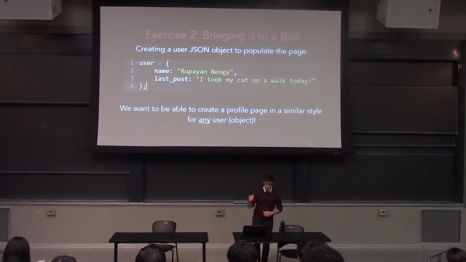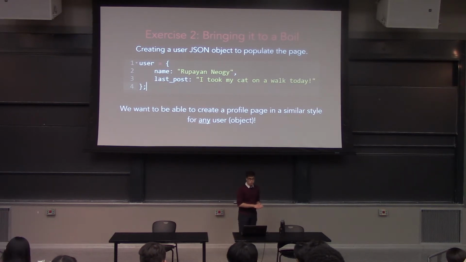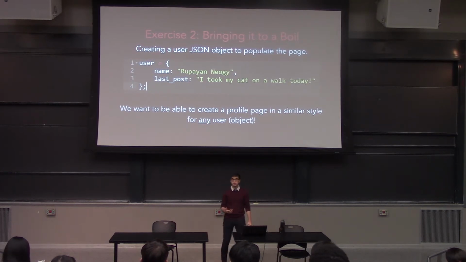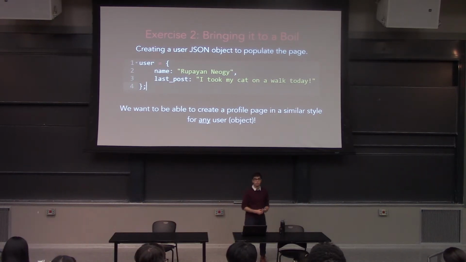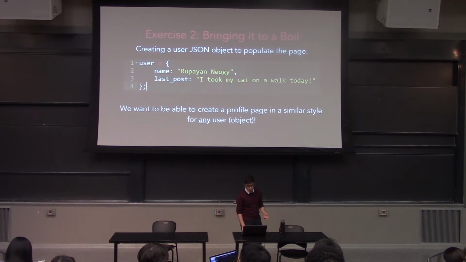Okay, so what we're going to do is exercise 2. We're going to create a user JSON object. Remember we talked about objects. JSON, by the way, just means JavaScript Object Notation. So basically it's a JavaScript object, as we just described. And we're going to be creating a user object.